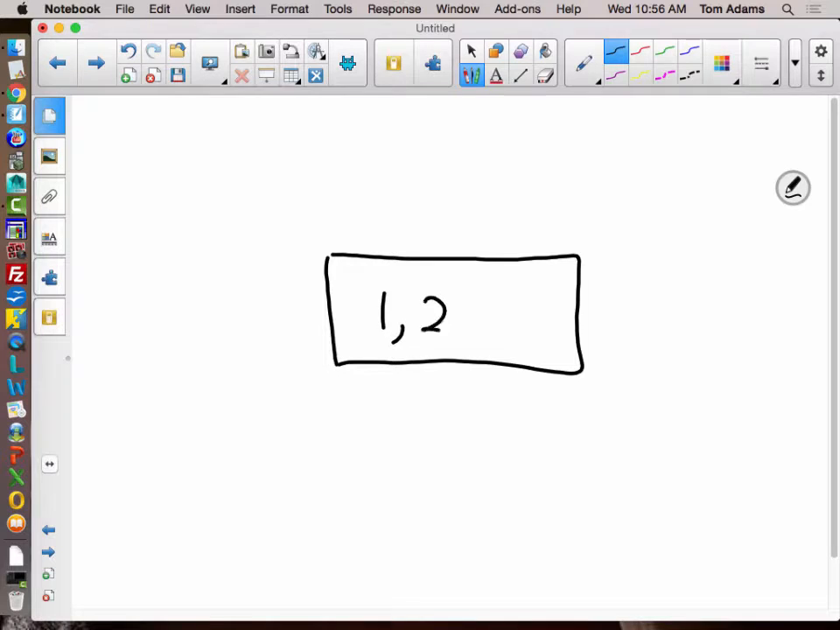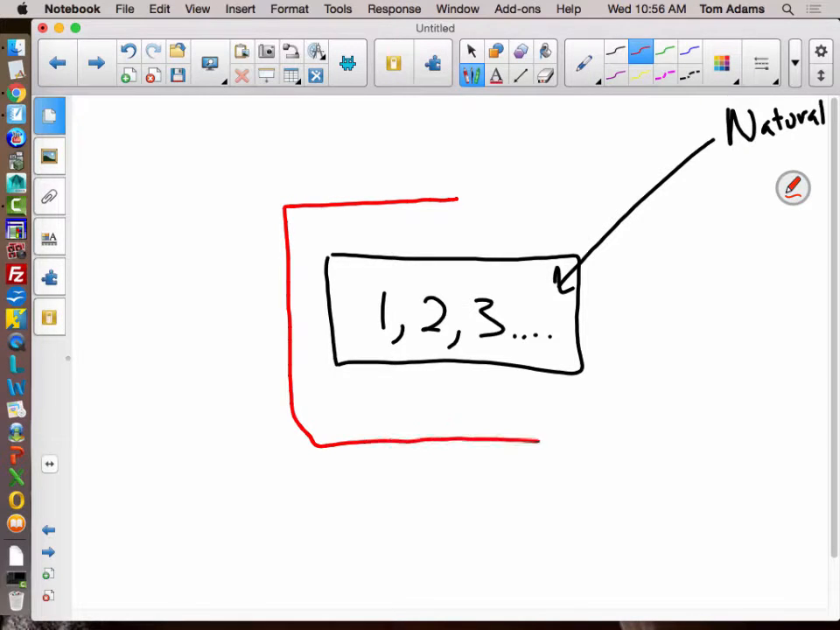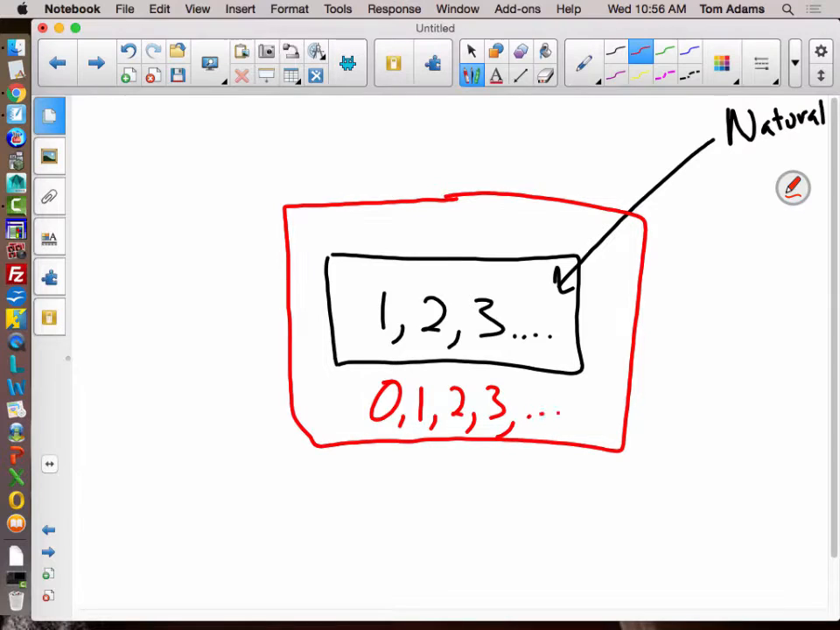So 1, 2, 3, what are those, if those went on forever? Anybody remember from yesterday? Those are natural numbers. Okay? Now, if we go a little bit outside of that, and I think about 0, 1, 2, 3. What do we call those numbers? Those are what we call whole numbers.